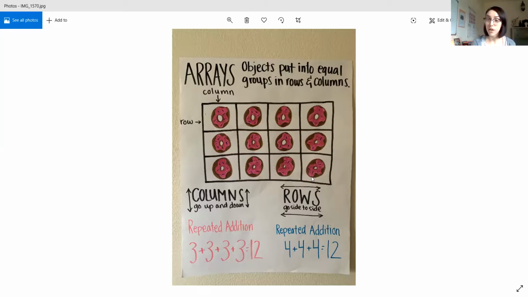Then after we put our objects into equal groups in columns and rows, we're going to write a repeated addition sentence to match. Okay, so one of the optional repeated addition sentences for this layout would be 3 plus 3 plus 3 plus 3 equals 12. Or we also could have done 4 plus 4 plus 4 equals 12 as our repeated addition sentence because we have 4 donuts plus 4 donuts plus 4 donuts.